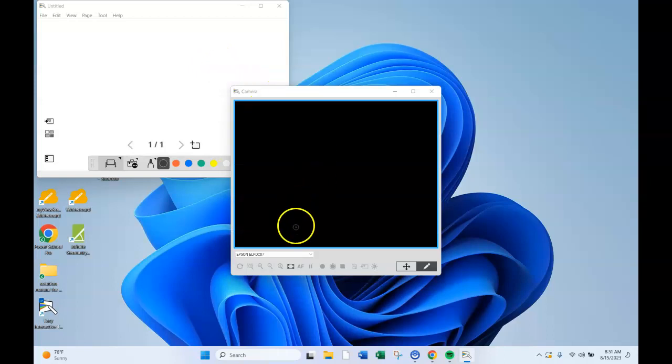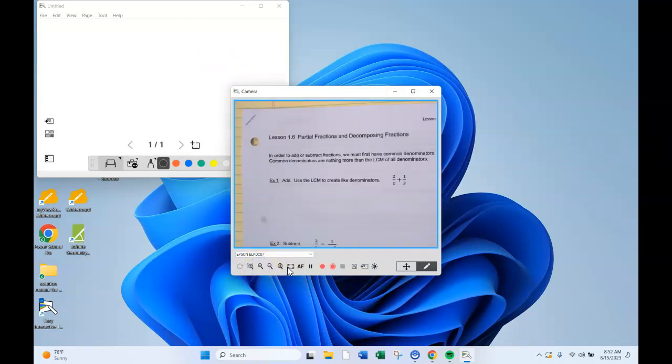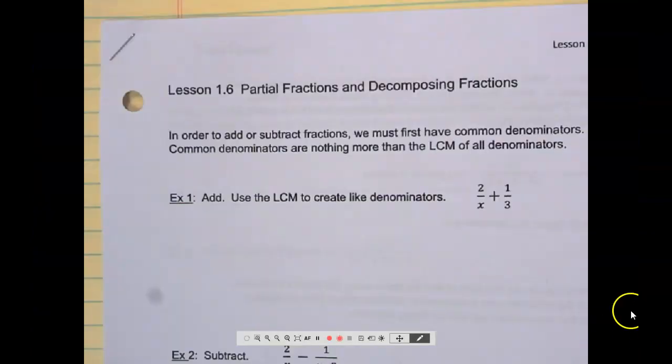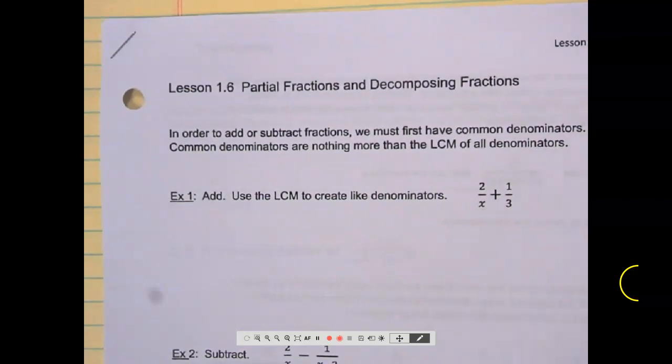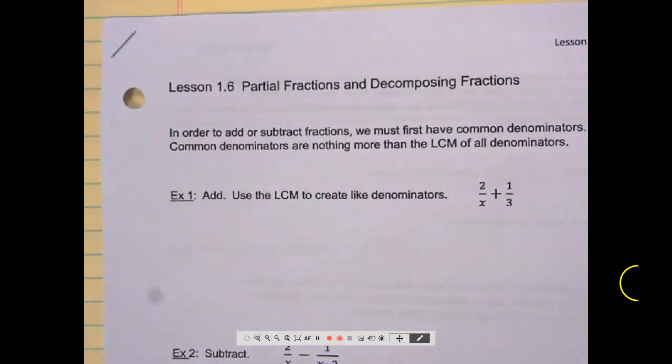Who can tell me what the word decompose means? Break down. Okay. So break it down, not like break dancing, but break it down into smaller parts, right? So what we're going to do today is decompose some fractions. We're going to take a fraction and break it down into its smaller parts that led to the bigger fraction.